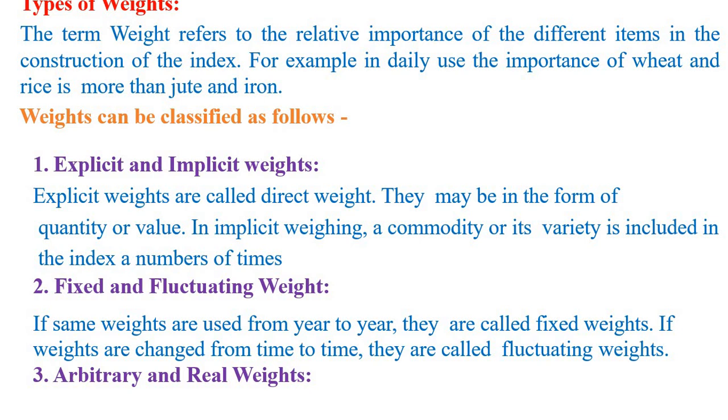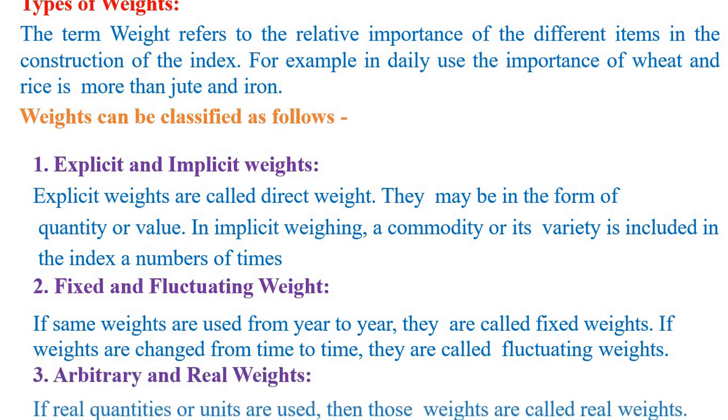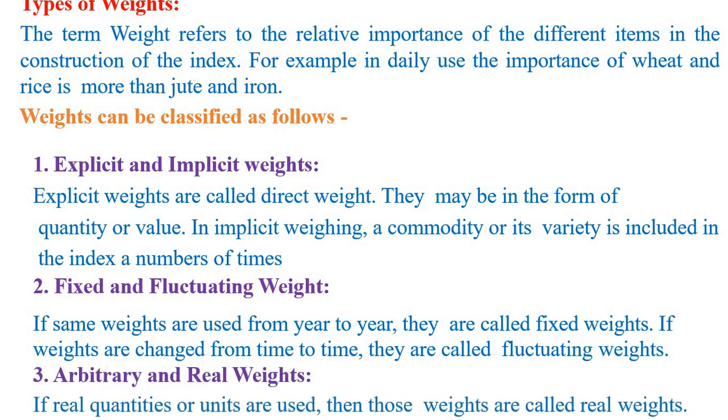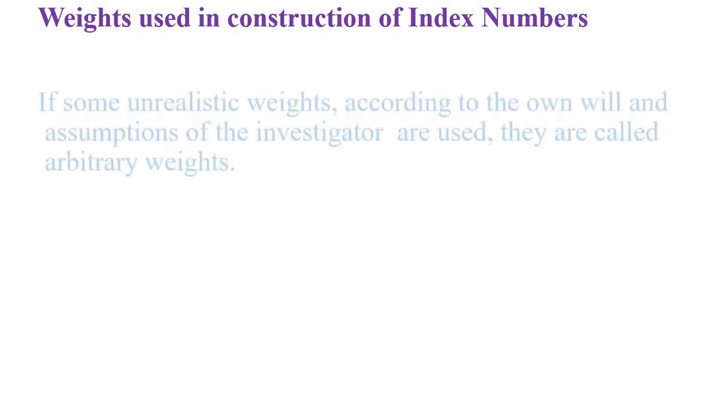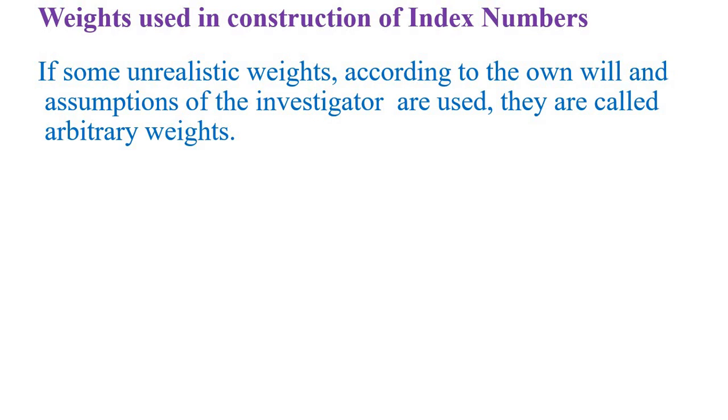Arbitrary and real weight. When real quantities or units are used, those weights are called real weights. Real quantities, that is the one. In weights used in the construction of index numbers, for the first one, some unrealistic weights according to the own assumption of the investigator are used, and that is called arbitrary.